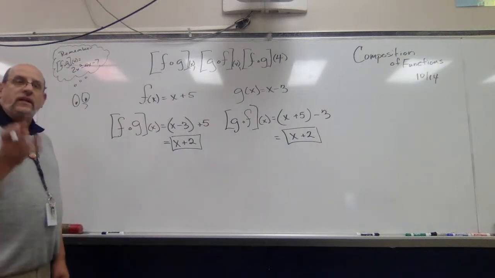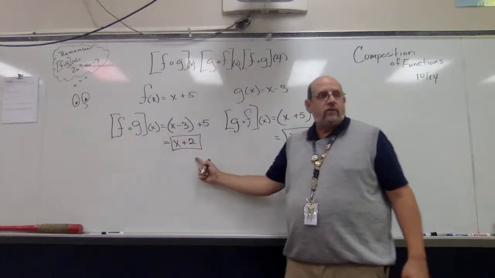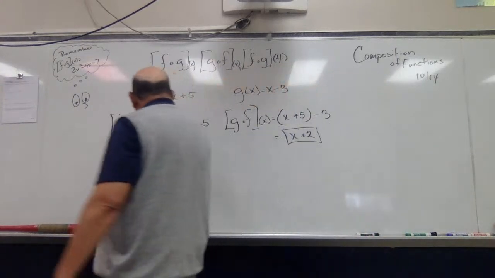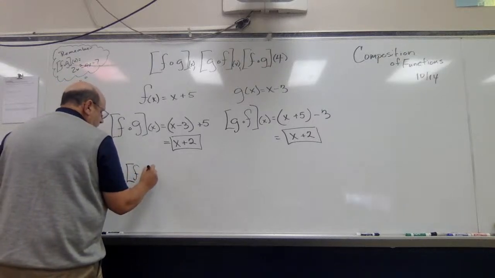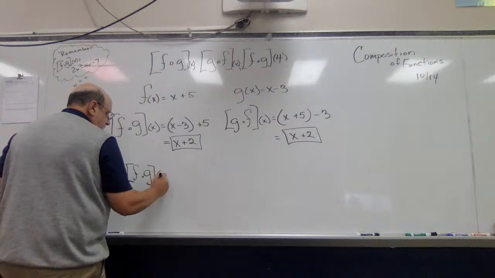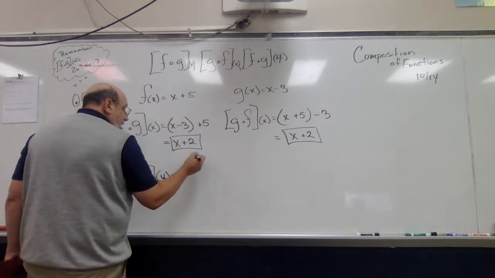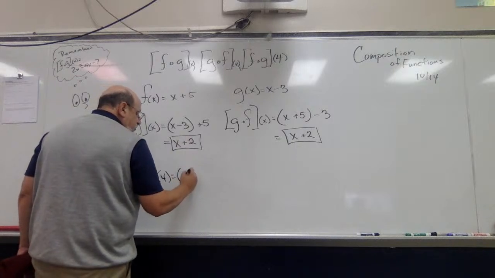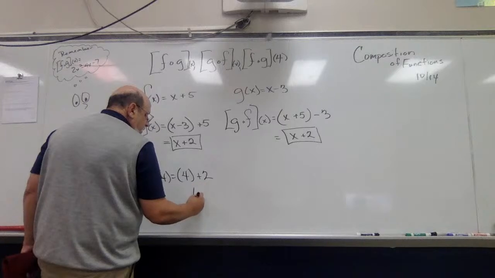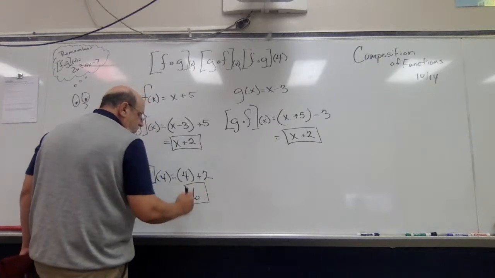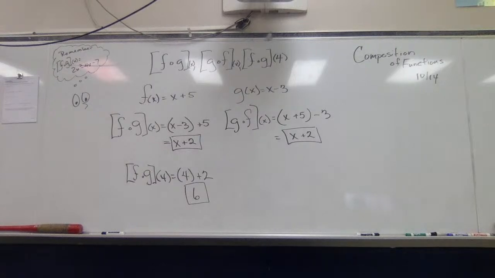And last but not least, all we're doing is putting a 4 in once we do this, right? So if we know that we started with X plus 2, so now it's just 4 plus 2. And so we end up with 6.